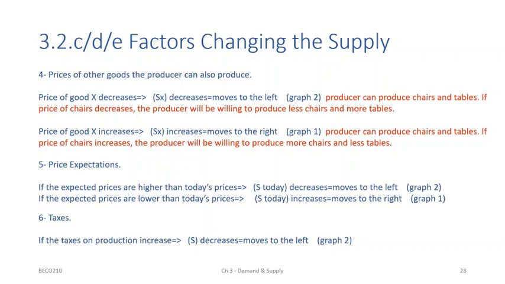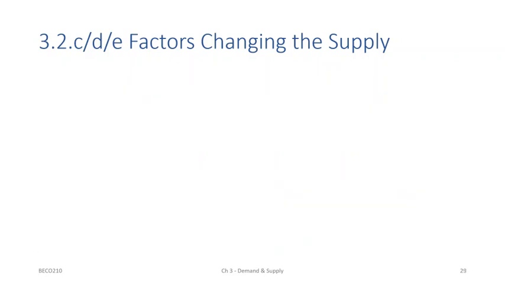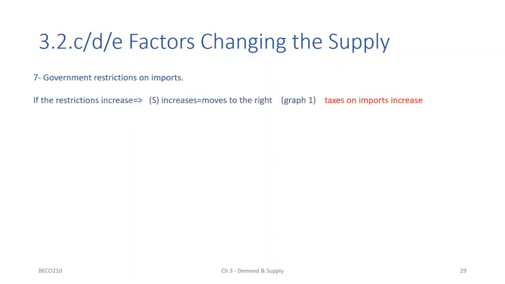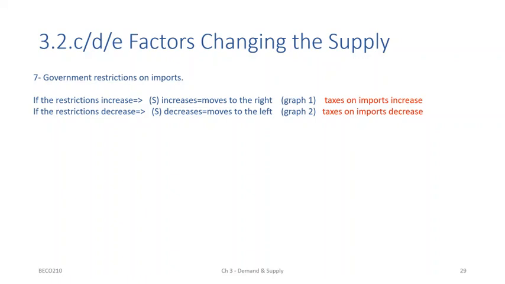Taxes. Taxes are also costs on production. If taxes increase, supply decreases, and the inverse is also correct. Government restrictions on imports. If the government sets restrictions on imports, so it has taxes on imports, the domestic supply, the supply inside a country, will increase. They have more incentives to produce. The inverse is also correct.